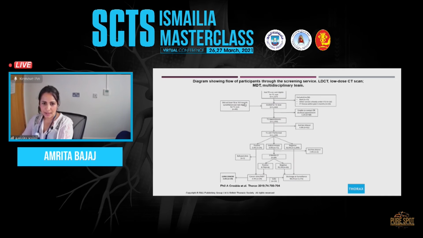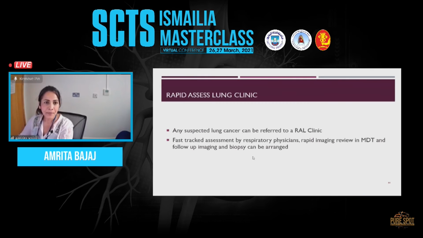This is a really busy slide, but it's really showing the flow of participants through the screening service. For the benefit of time, I'm going to skip it, but it just shows how you follow them up depending upon where you pick them up and what you think about it, whether they are positive, negative, or indeterminate.